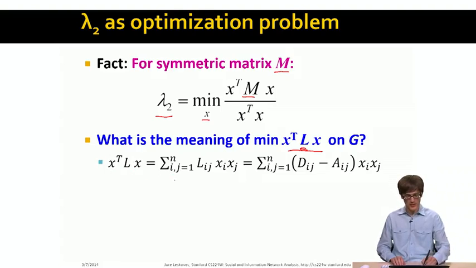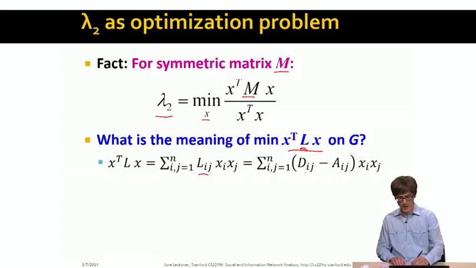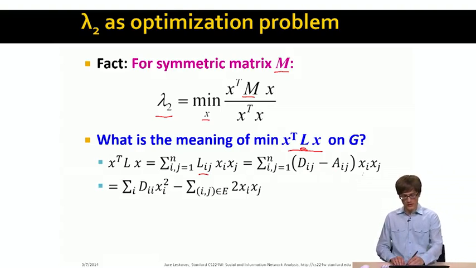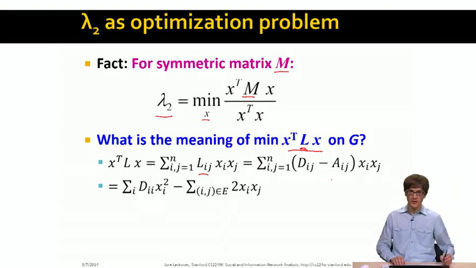What does it mean to multiply x transpose times L times x? This is simply a double summation over i and j, where I take Lij, xi, xj. Now, instead of writing Lij, let's write out the definition of L. The definition of L is simply the degree matrix minus the adjacency matrix. So instead of writing Lij, we will write Dij minus Aij. Now we will distribute xi xj inside the parentheses. For the first part, we get a summation over i of dii times xi squared, because D is a diagonal matrix.